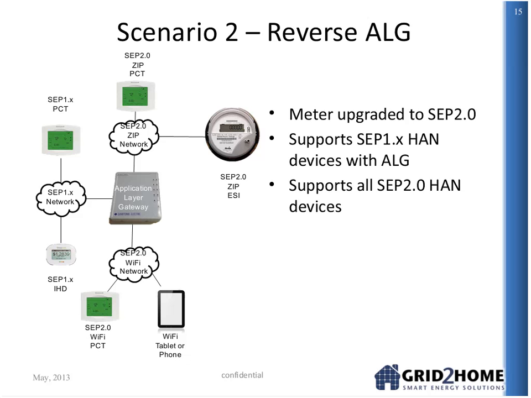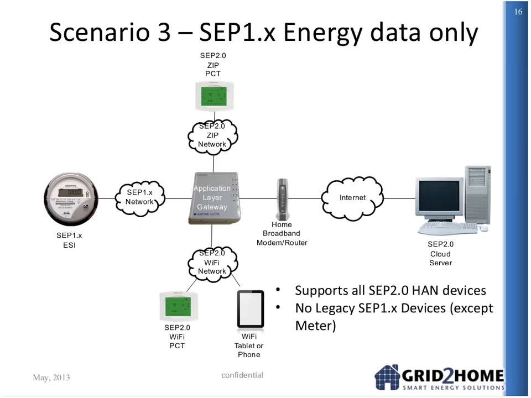Okay? That way you can support all your SEP1 HAN devices and you can support all your SEP2 HAN devices, providing that meter on the right-hand side could have been fully upgraded and it's not got a reduced function set. And again, that's the whole interface, the application layer gateway to do that, reverse ALG.